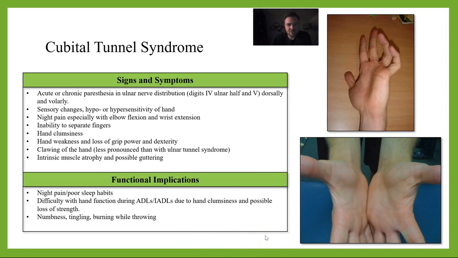So numbness, tingling, burning are some of the main signs and symptoms. Hand weakness, clumsiness, etc. These are both severe cases here.